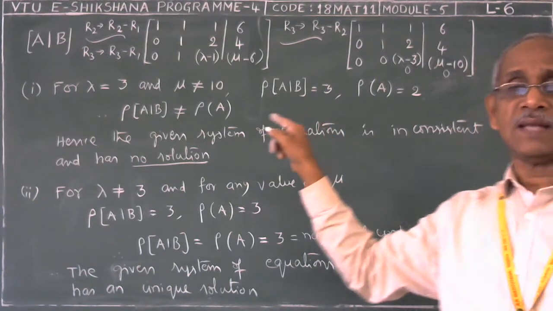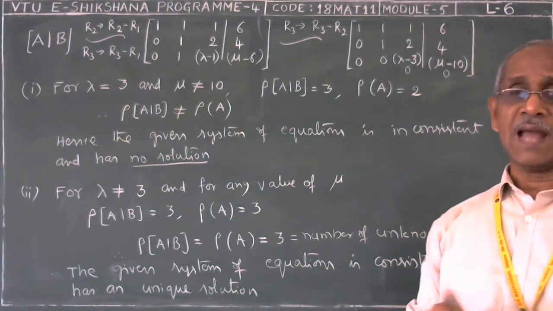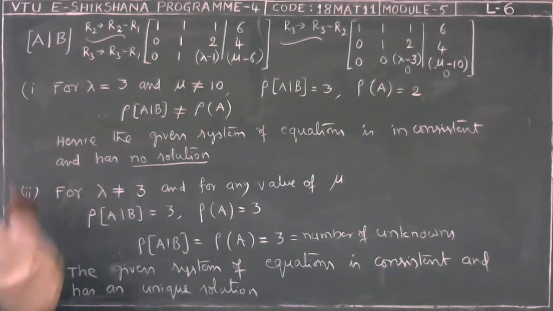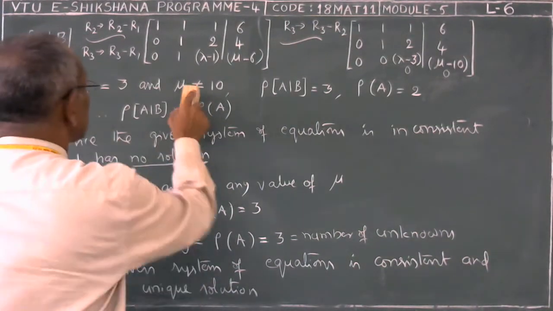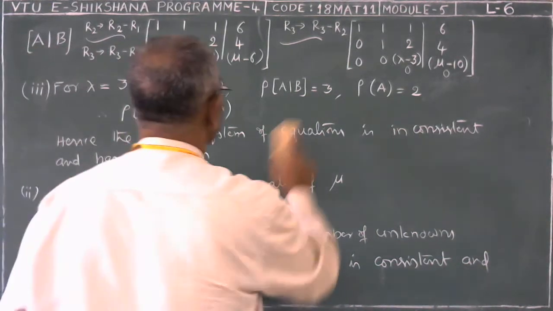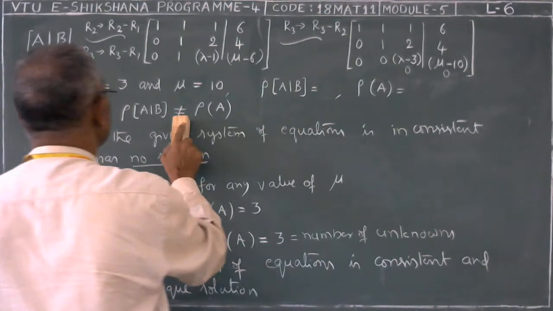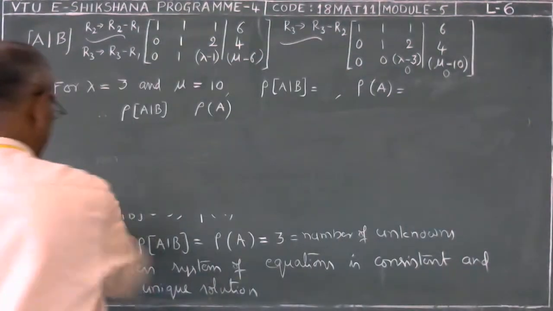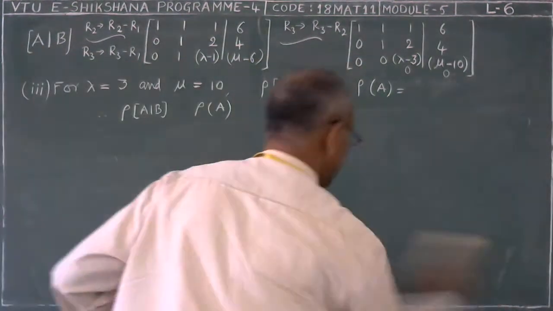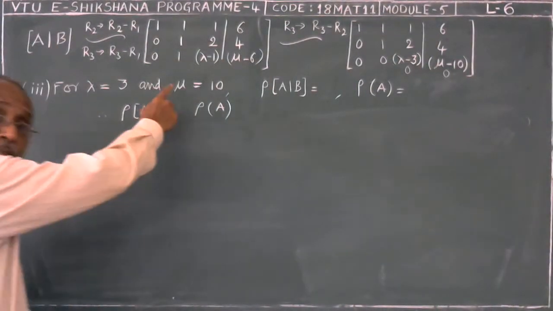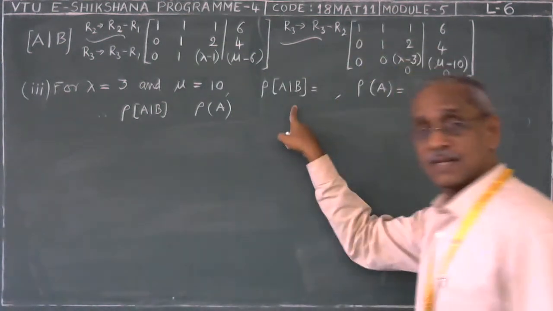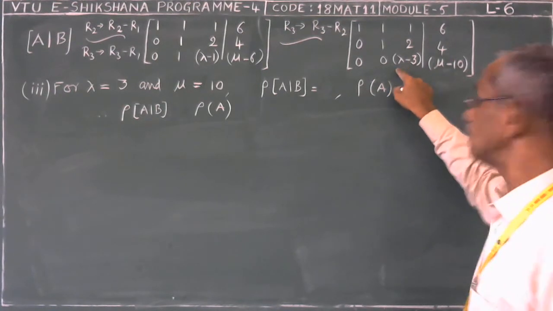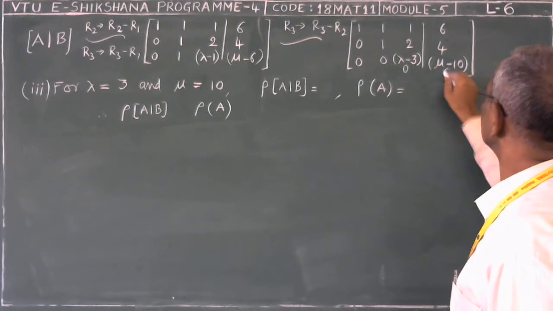So therefore, the system has infinite number of solutions for the values lambda is equal to 3 and mu is equal to 10. Now that is our answer to the third question. For lambda is equal to 3 and mu is equal to 10, rank of AB, as I told you, these elements become 0. So this is 0, this is also 0, this is also 0.